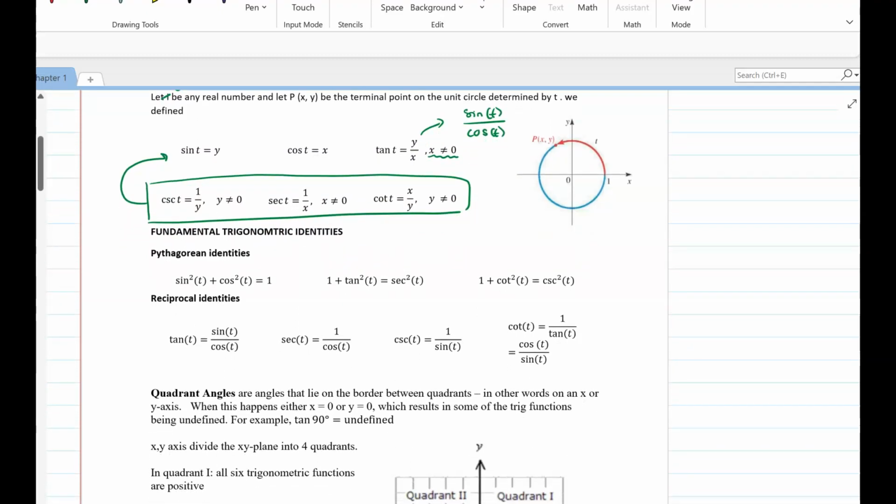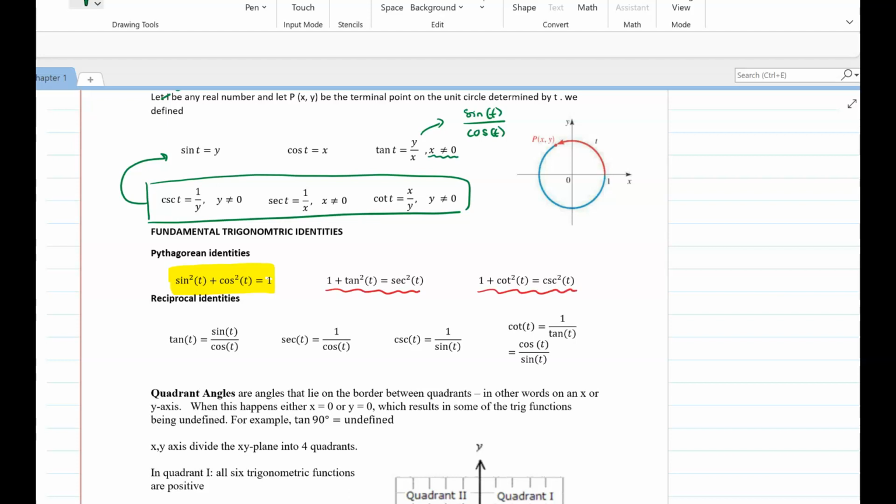The Pythagorean identity: sine squared of t plus cosine squared of t equal 1. We've seen that in the previous section. We also have 1 plus tangent squared of t equals secant squared of t, and 1 plus cotangent squared of t equals cosecant squared of t. Now you only have to remember this first one here. These two, you can derive from the first one.